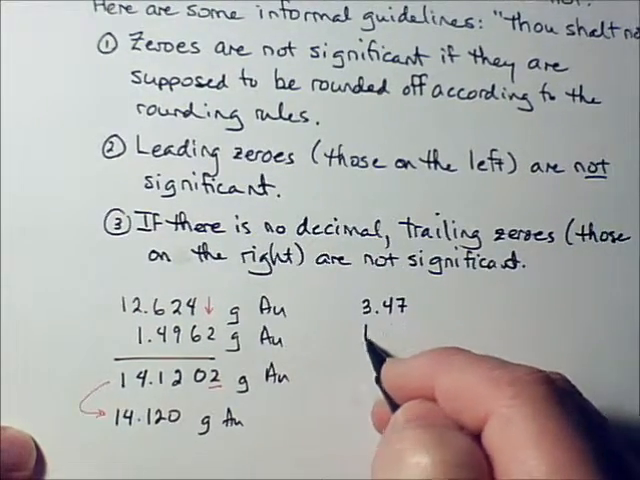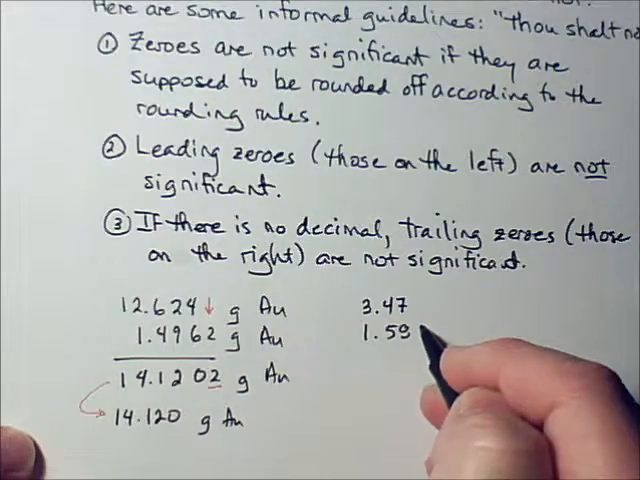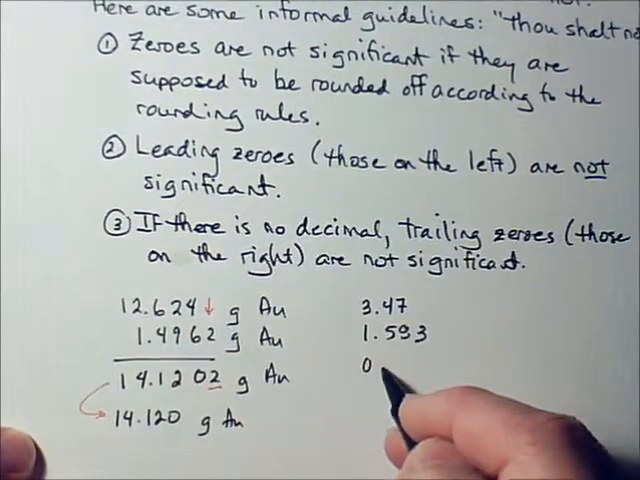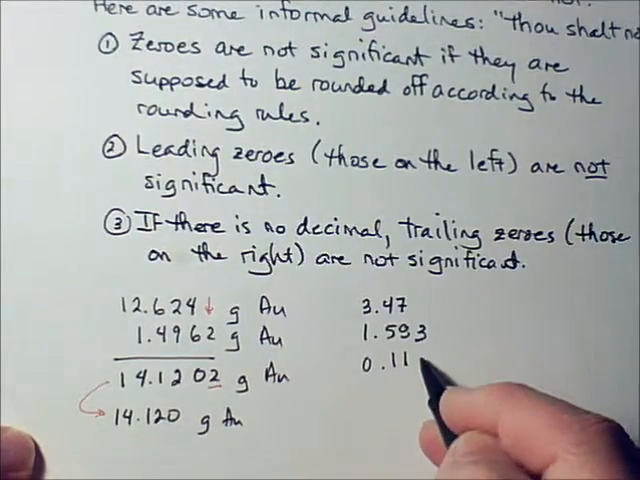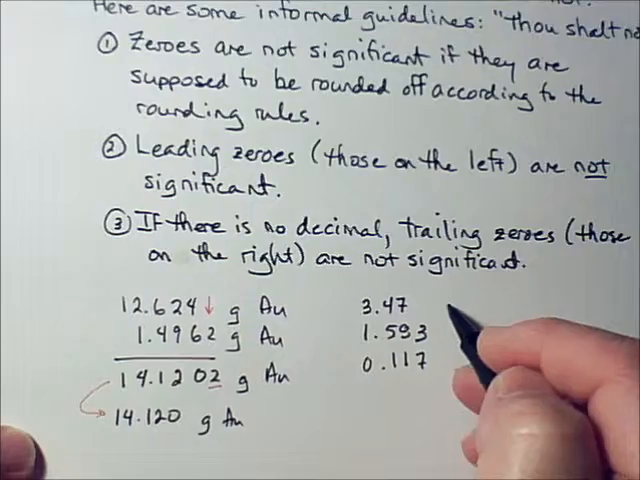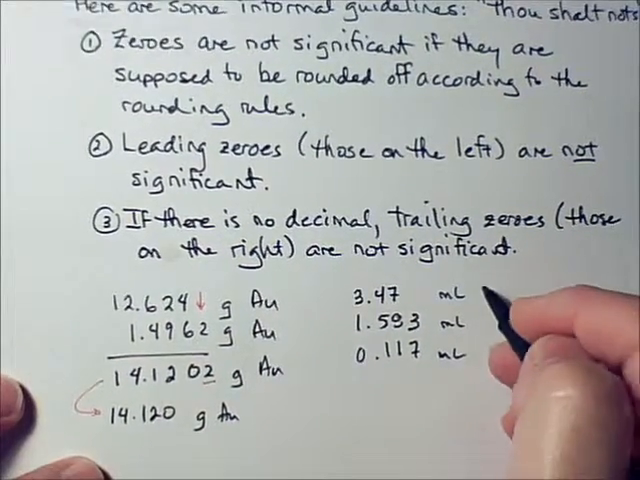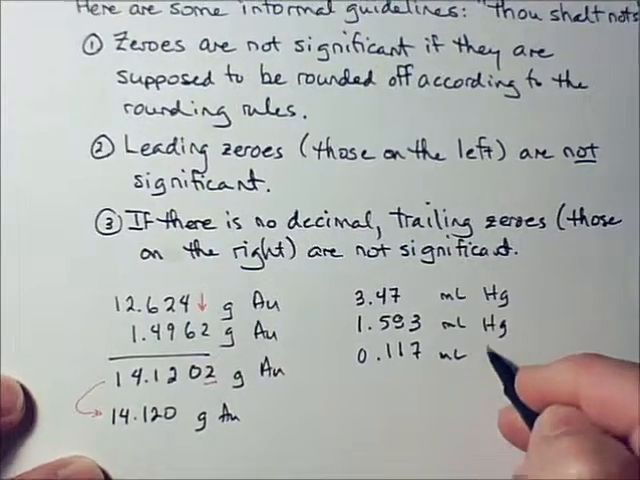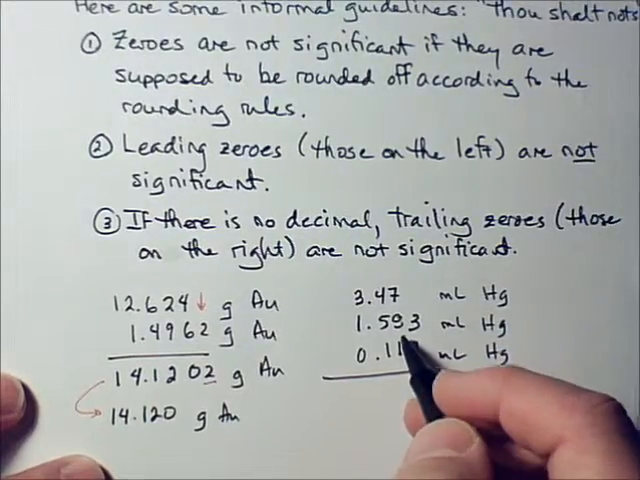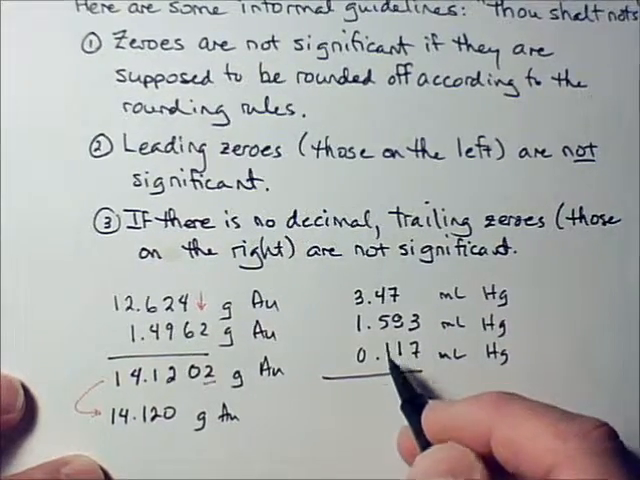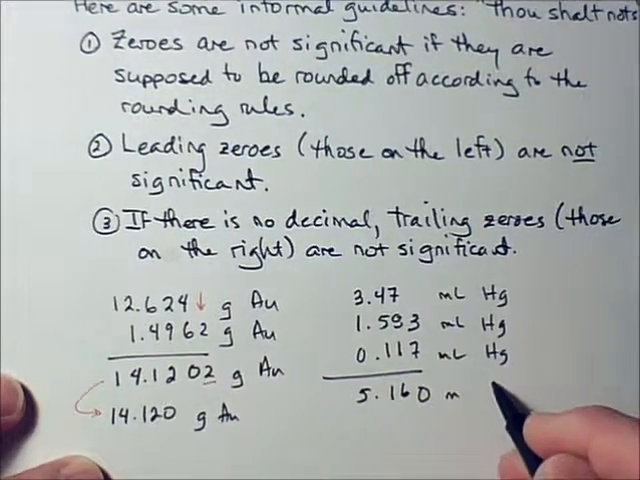Now, if I do 3.47 and 1.583 and 0.117, and then we'll make this milliliters of mercury. Okay, we'll add all those up, and we get a 10 here. That becomes a 16. That becomes an 11, 4 and 5, I believe, millimeters of mercury.